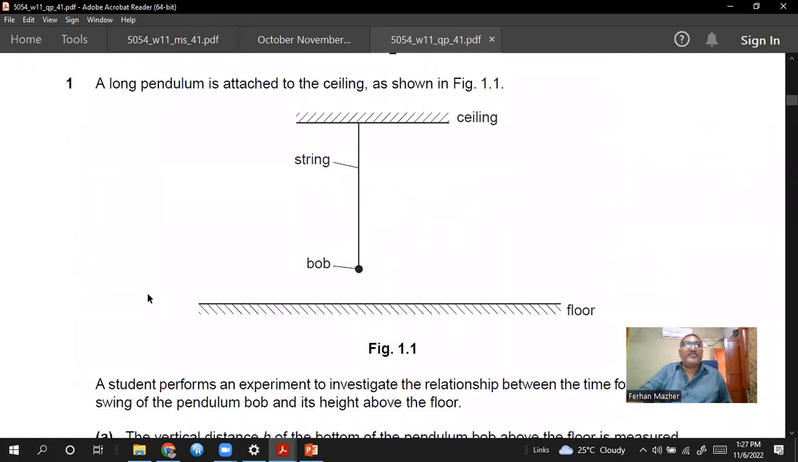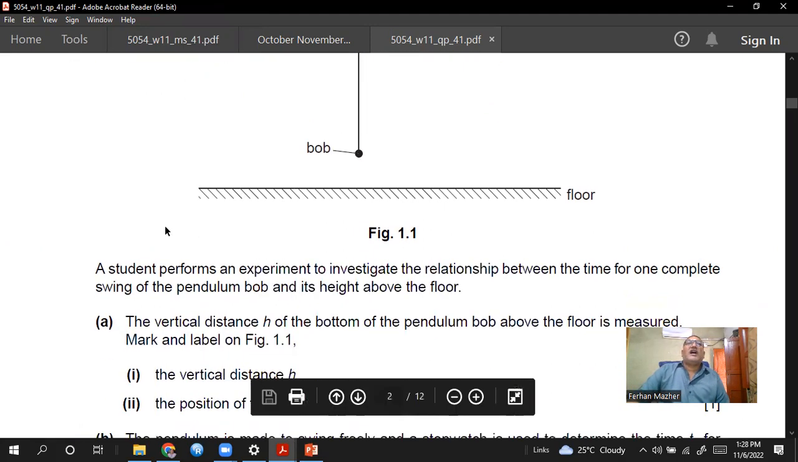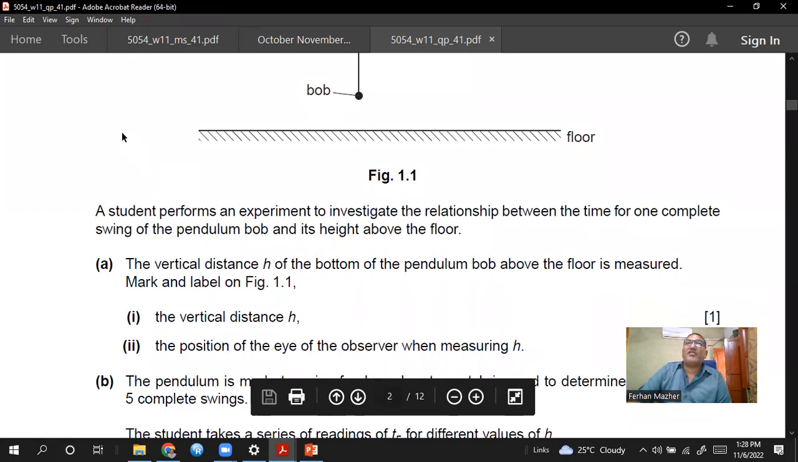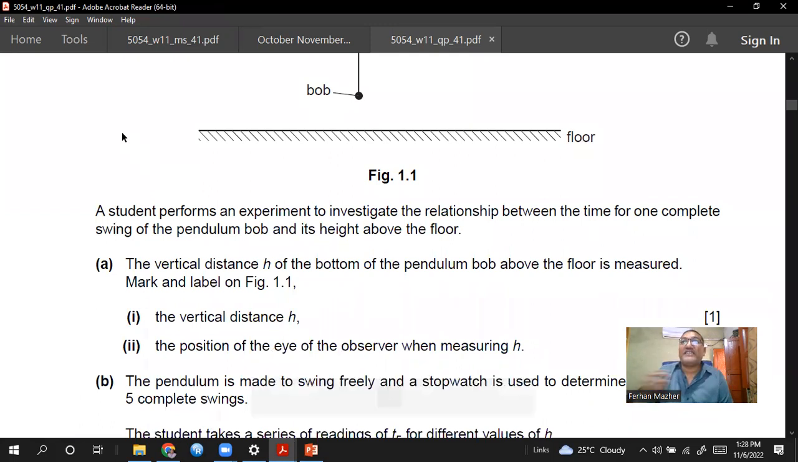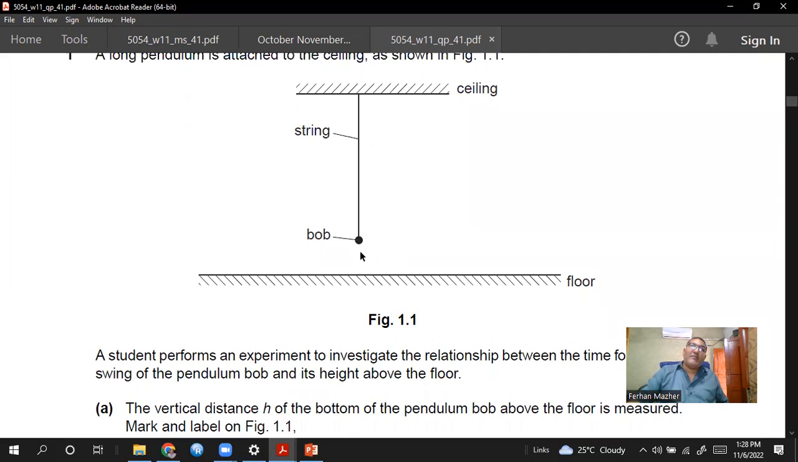It says a long pendulum is attached to the ceiling as shown in figure 1.1. So here we have a ceiling with a string, and at the end of the string we have a bob. A student performs an experiment to investigate the relationship between the time for one complete swing of the pendulum bob and its height above the floor. They're talking about this height.